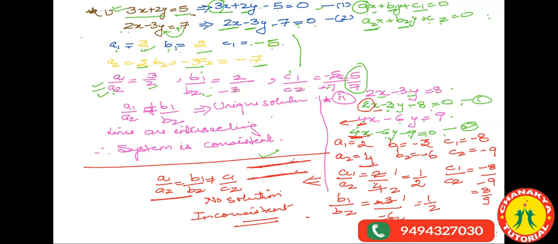Children, today you will learn all the three cases: A1 upon A2 is not equal to B1 upon B2; A1 upon A2 is equal to B1 upon B2, not equal to C1 upon C2; and if all three ratios are equal. So what will be the conditions for that? If lines are parallel, if lines are intersecting, if lines are coincident.